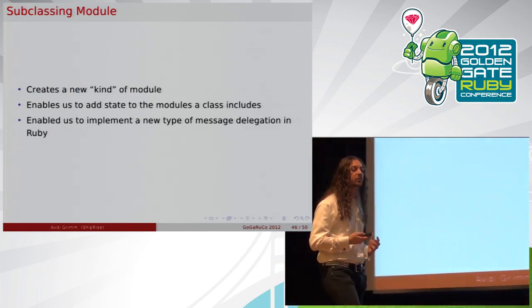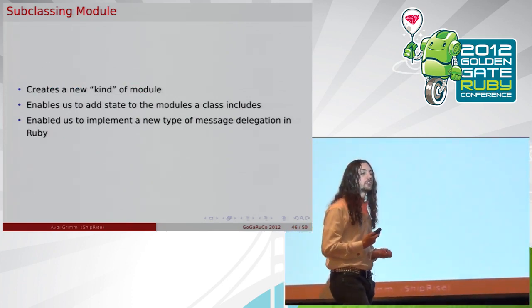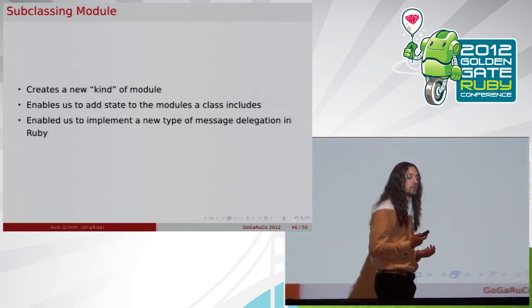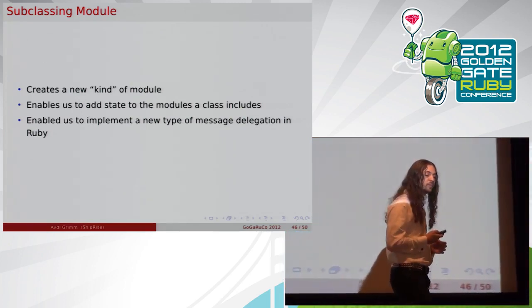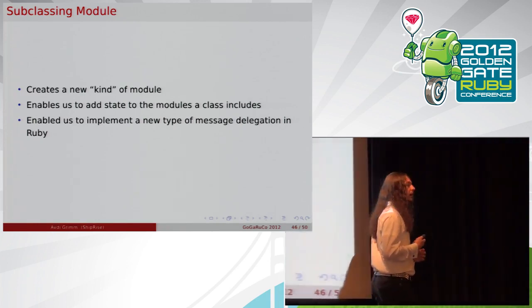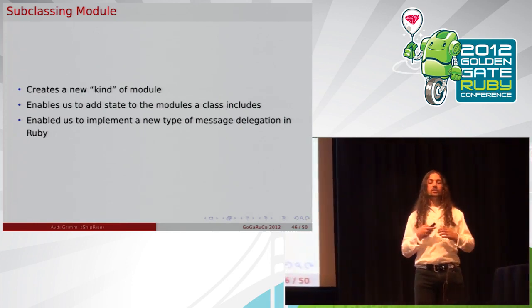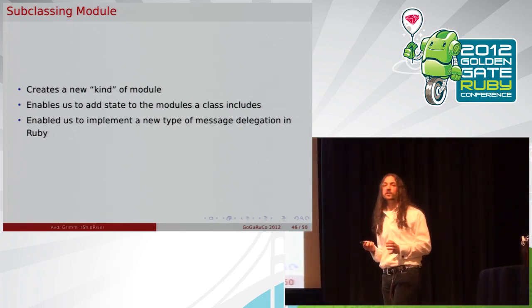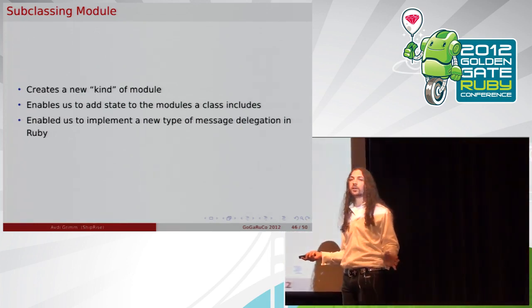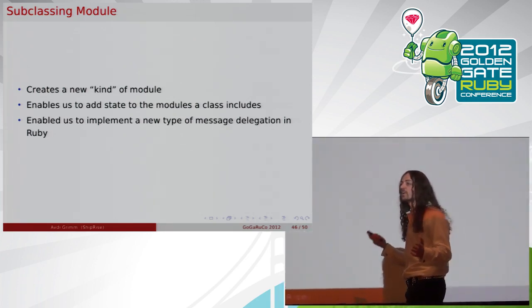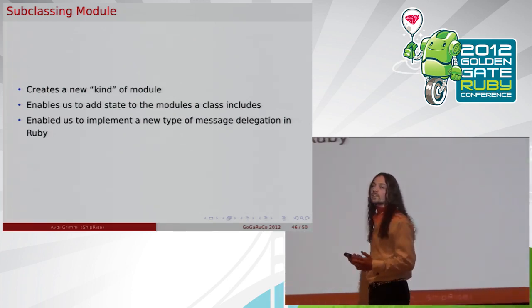So by subclassing Module, we can create a new kind of module. We can add state to the new modules that we create. And this, as I said, enables us to do crazy things like enable completely new types of message delegation. This is awesome. This is the kind of thing that when I realize I can do this, it just makes me grin.